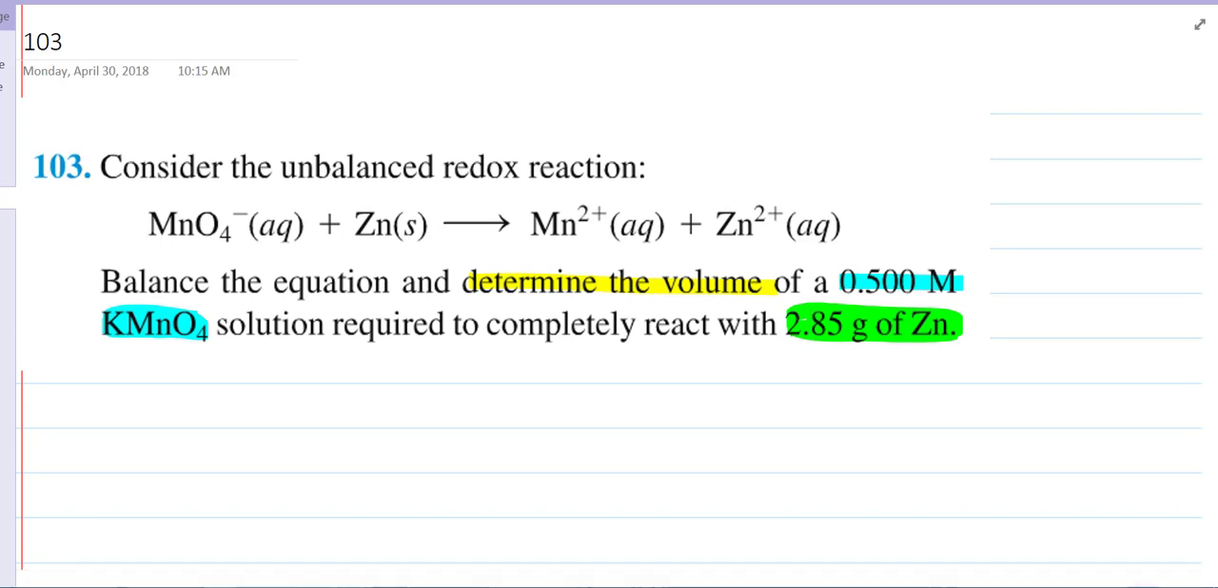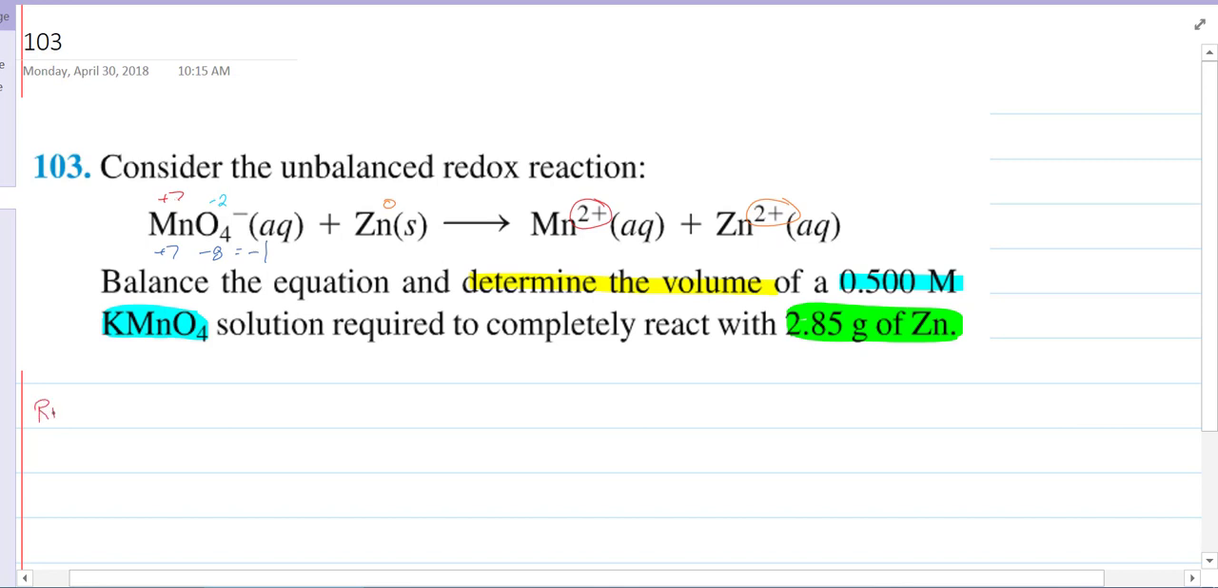Oxidation numbers. It looks like zinc goes from 0 to 2 plus, so it's going to be oxidized. Reduction, probably going to be manganese. We know oxygen is going to be minus 2. They add up to negative 1, so negative 2 times 4, negative 8, plus 7, so manganese is plus 7.